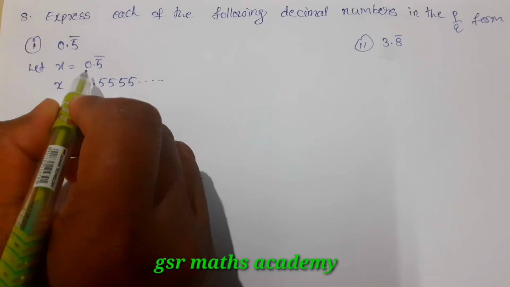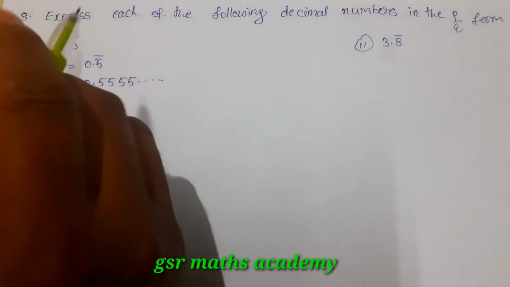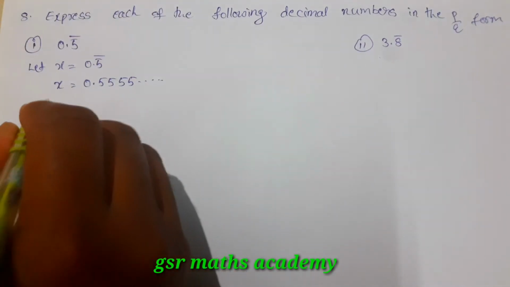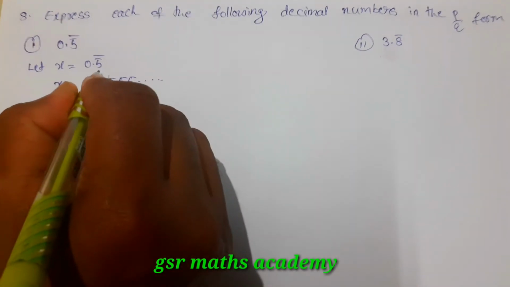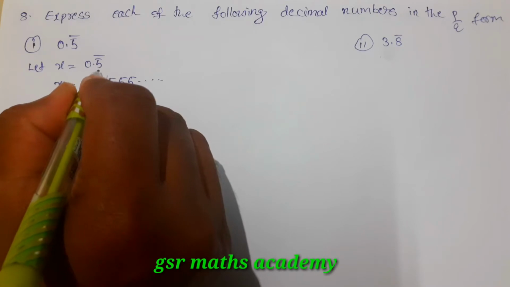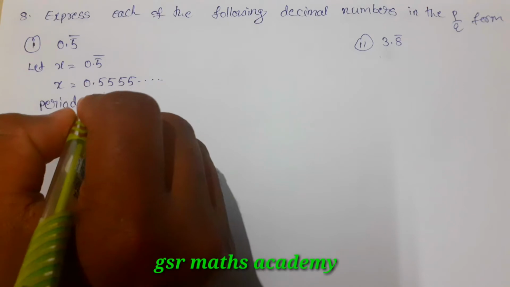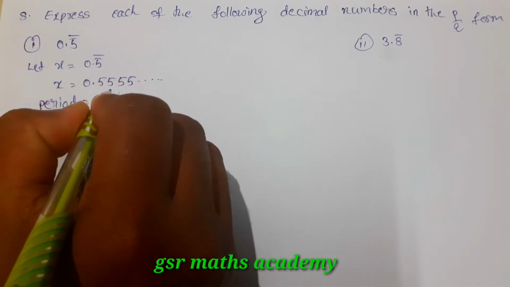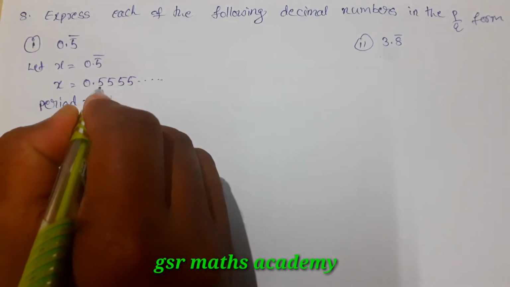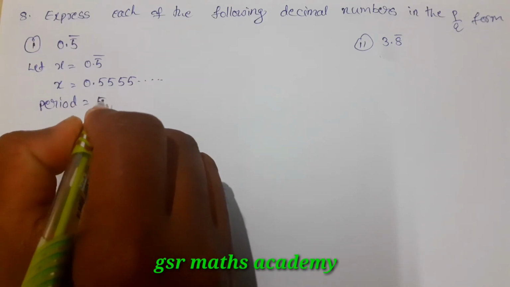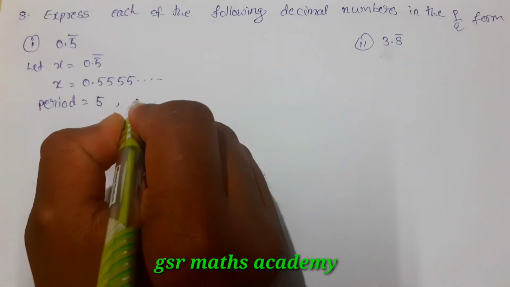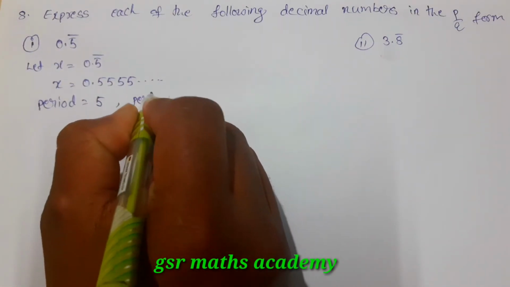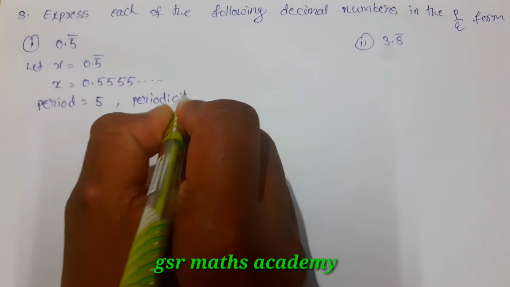Only one digit. So then that periodicity is set as 1. Okay, let us see period. Period means, in any non-terminating repeating decimal, the group of digits which is repeating is called the period. In this non-terminating repeating decimal, what digit is repeating? Only 5. So that is the period. And how many digits are repeating? That is called periodicity.